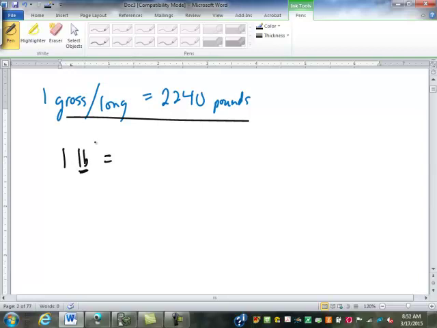Smaller than a pound, we have ounces. How many ounces are in a pound? There are 16 ounces in a pound. By the way, the abbreviation for ounce is OZ, which also comes from the Latin word for ounce, which I can't seem to remember right now. They decided to be consistent.